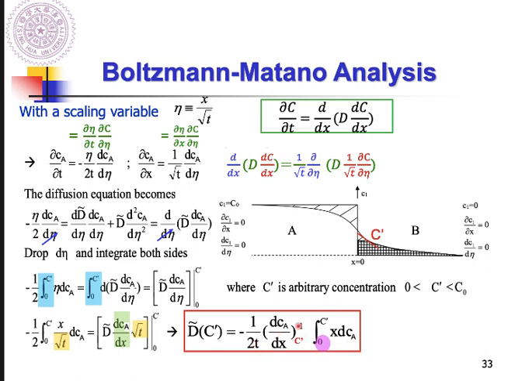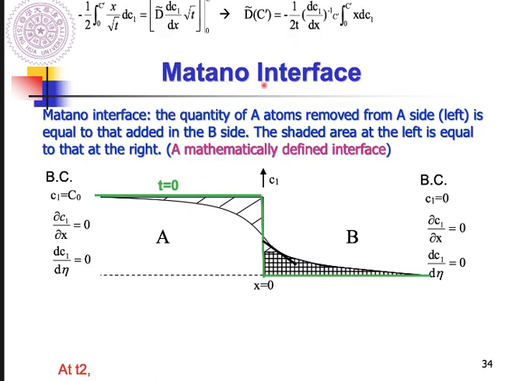However, for the integral term, in order to estimate this term, you need to locate the position at x equals 0. So how do we locate x equals 0, as long as you know this profile? Here I'm going to introduce a plane or interface we call the Matano interface, and this interface is at x equals 0.